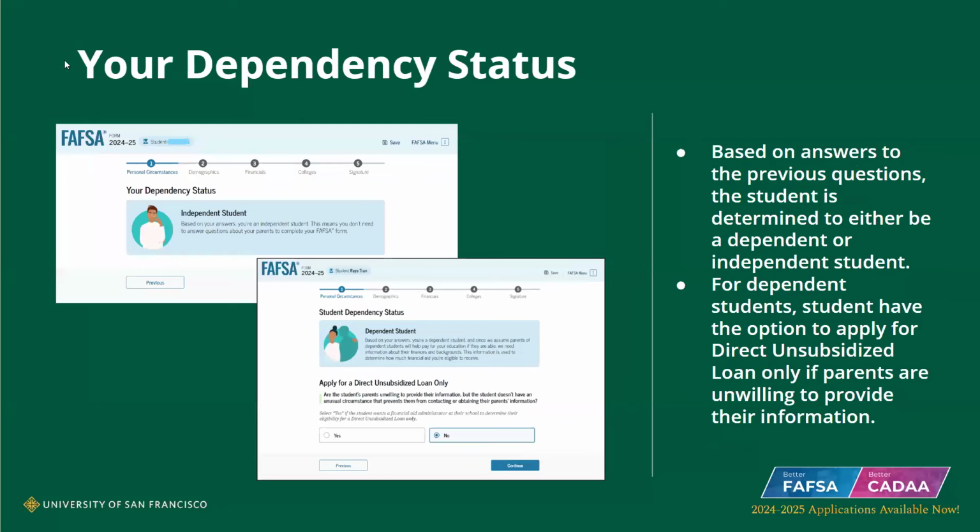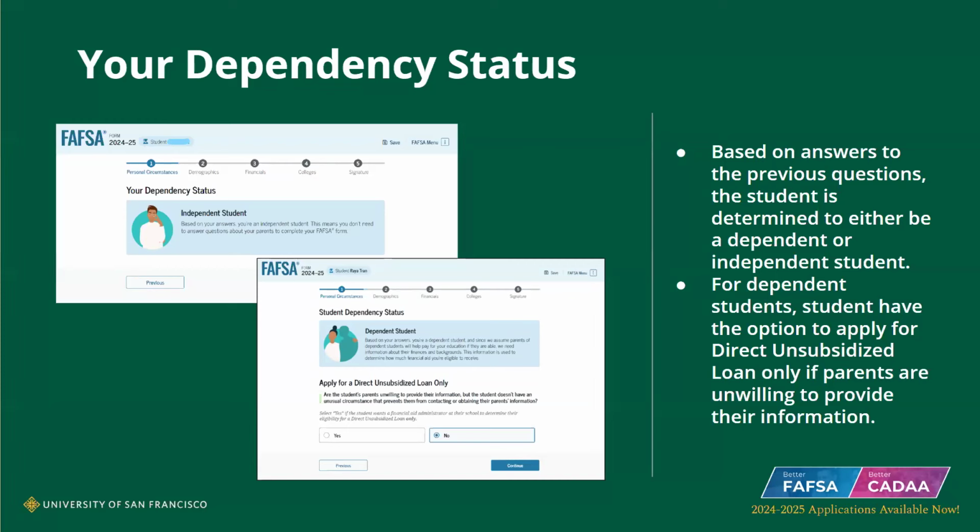Okay, so then based on those answers to the previous question, what it doesn't ask is whether or not you will be 24 in the year of the FAFSA. That's another question that makes you independent, sorry. It doesn't ask that because you entered your date of birth initially, and it determined whether or not you were independent based on that date of birth. It will still ask you those other dependency questions, but it will not ask you whether or not you'll be 24. So now you've been deemed either an independent student, which means you don't have to answer questions about your parent, or a dependent student, which means that you do have to answer questions about your parent.